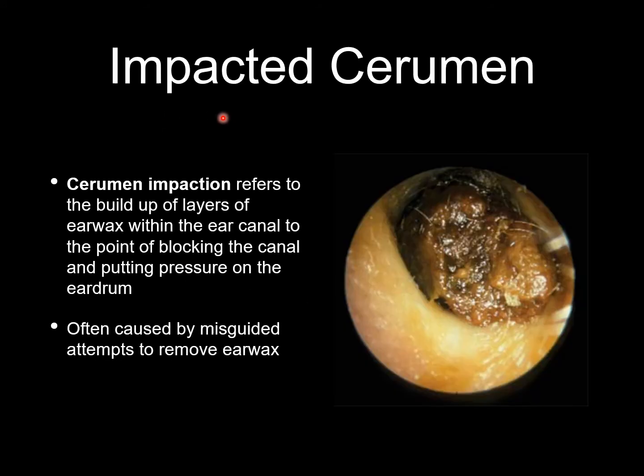Impacted cerumen. Cerumen impaction refers to the build-up of layers of earwax within the ear canal to the point of blocking the canal and putting pressure on the eardrum. It is often caused by misguided attempts to remove earwax. This is an example of an impacted cerumen completely obstructing the external auditory canal.